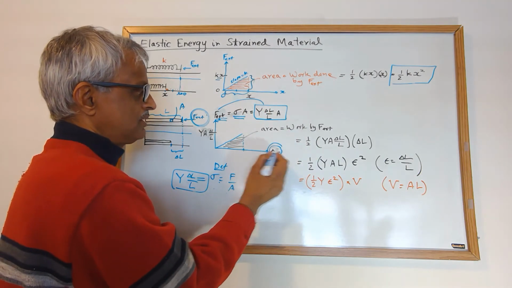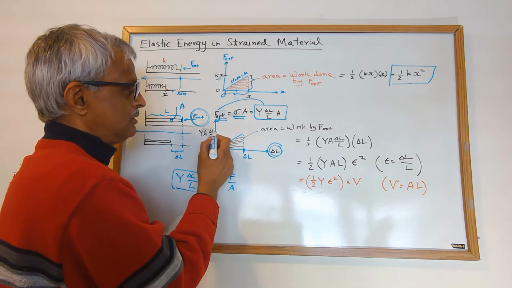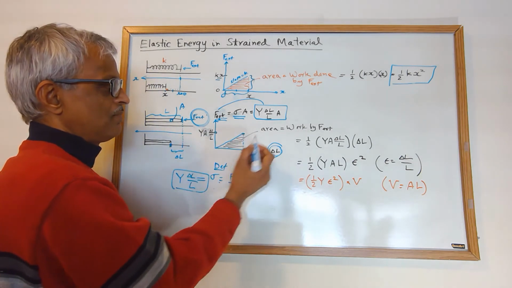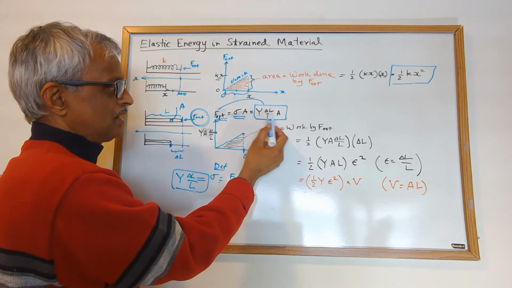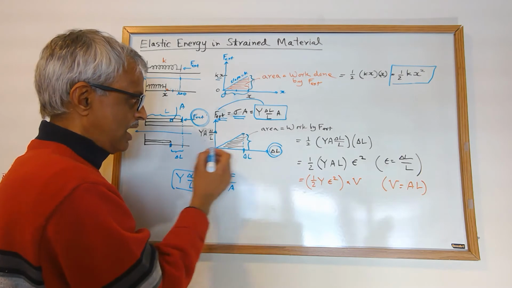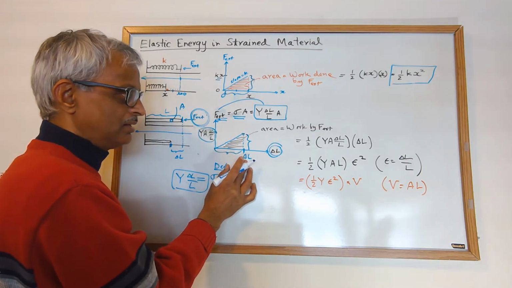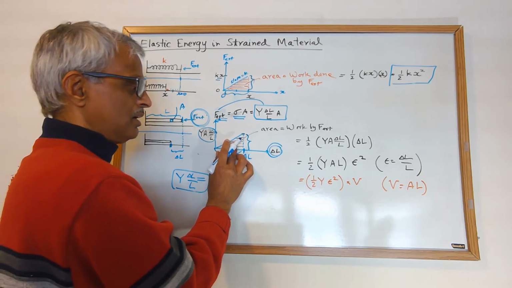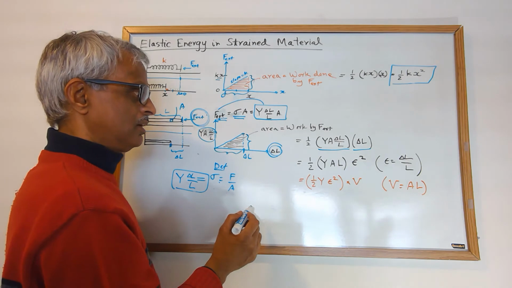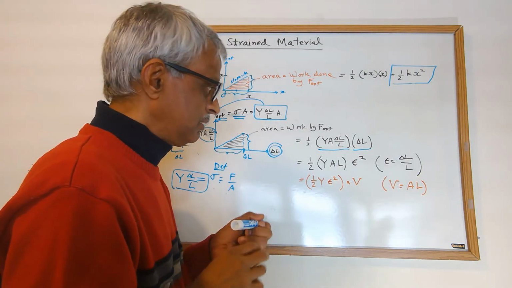So for a particular delta L, like over here, the maximum force when I compress all the way here is Y times delta L times A over L. So that's the point. So I now know the height is that. I know the width is delta L. So this triangle's area is half height times width. And you can now see that I can really manipulate this a little bit.